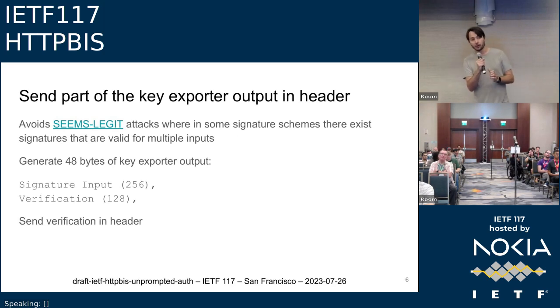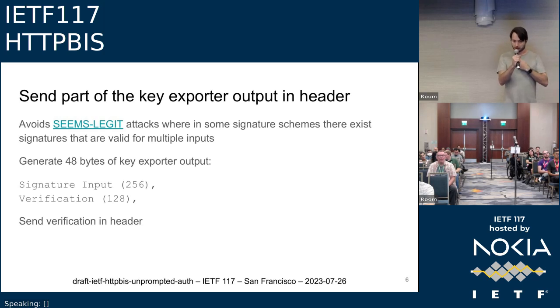All right, so turns out when you get people to read documents that have things like signatures in them, they tell you that you got it all wrong, which is great. So turns out that there are plenty of attacks here. The Seems Legit paper is super interesting if you haven't read it. And one of the things that I didn't know is that there are some signature schemes where, if you carefully craft your key, you can have a key and signature that can be valid for multiple inputs, which can be used for evil things.